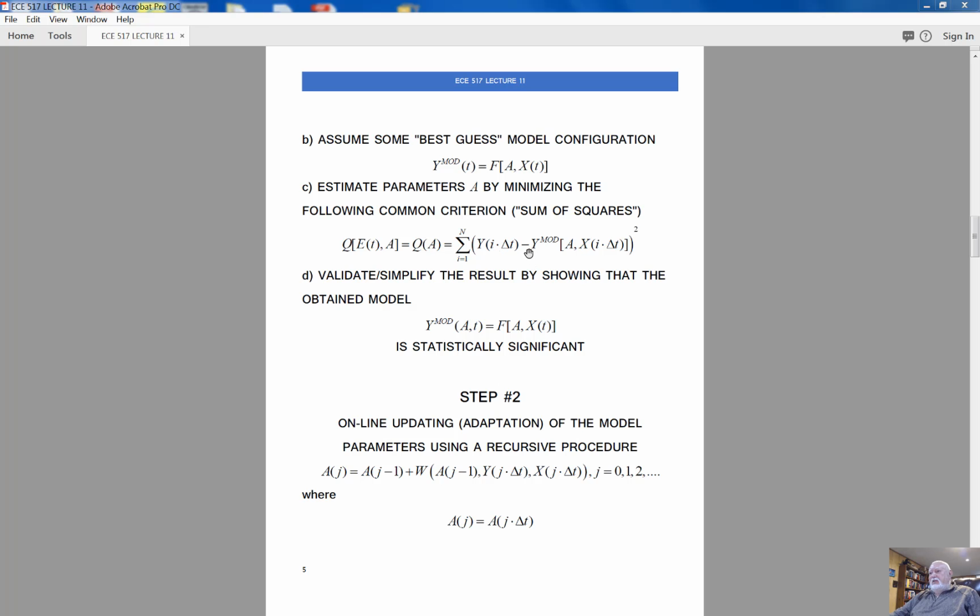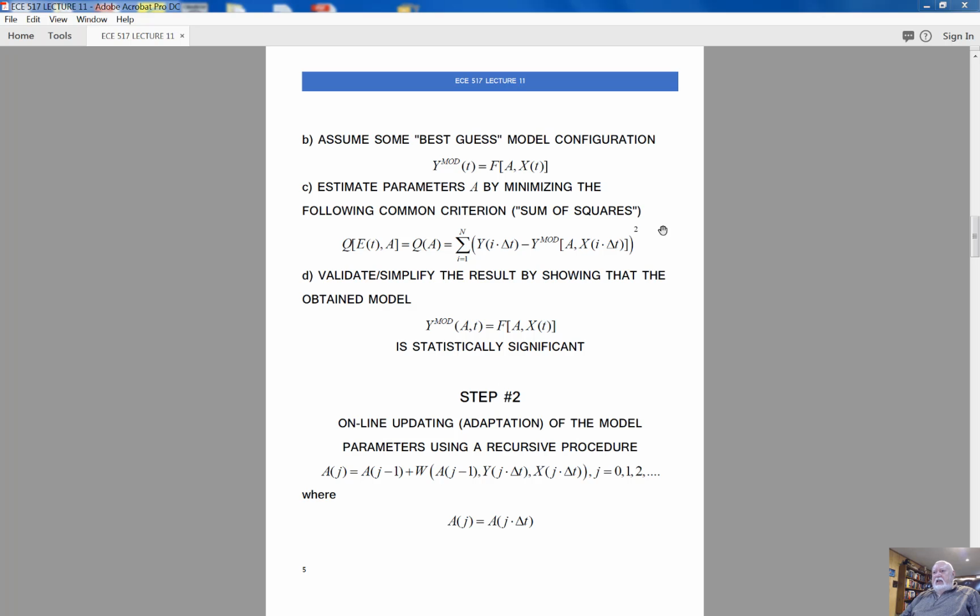The difference obviously is the modeling error calculated for time equal to i times delta t. It's an immediate value of the modeling error. But then what we do, we perform summation. And we perform summation of the squared errors. So this is why the approach is known as the sum of squares.